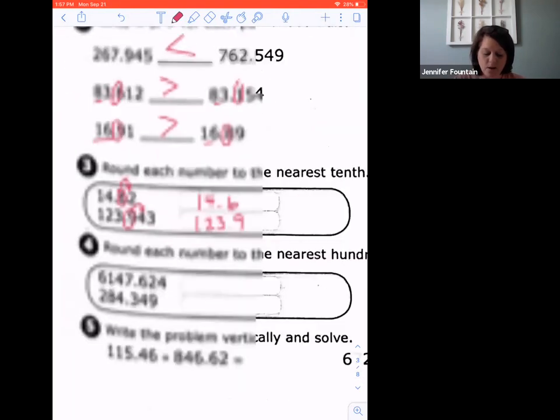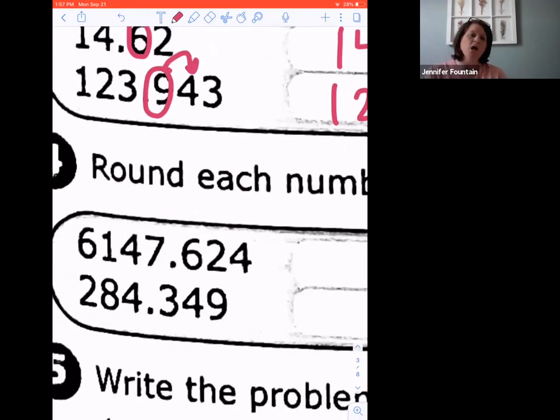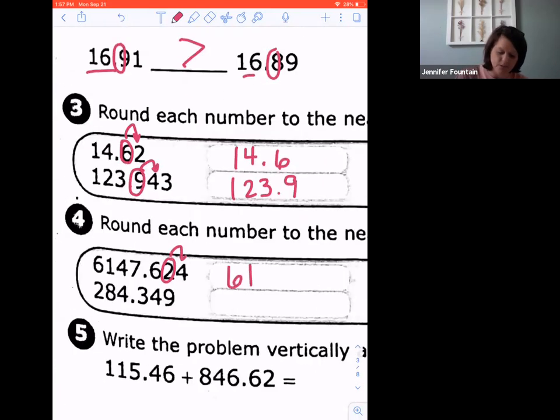All righty, now I need to round to my nearest hundredths. So remember, my hundredths place is going to be 2 places after the decimal. So right there, look at his neighbor. It's a 4, so that tells me I keep my 2 the same. So 6147 decimal 62. Again, looking at my hundredths place, it's a 4. His neighbor is a 9. So that means my 4 needs to become a 5. So 284 decimal 35.